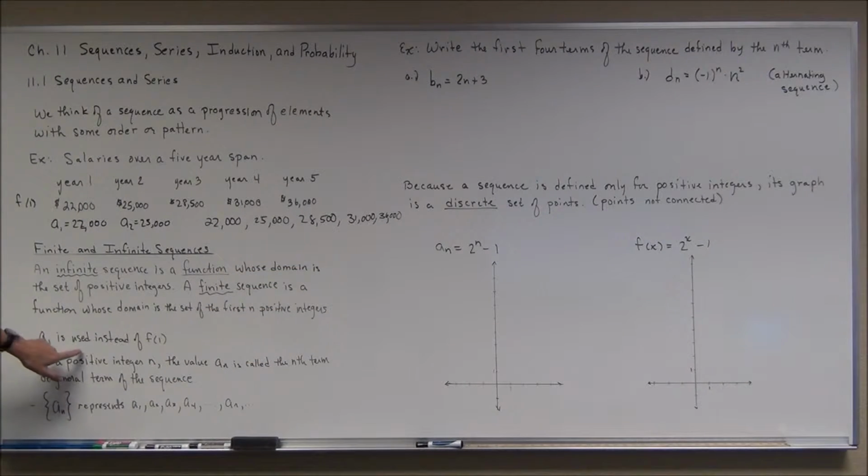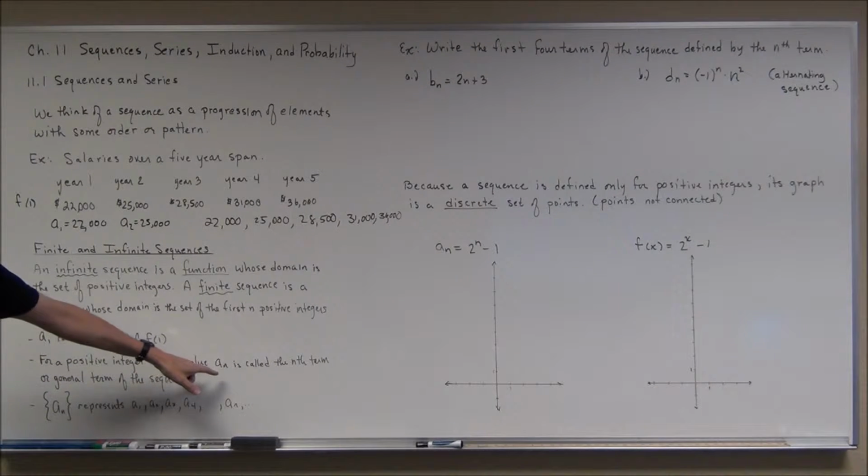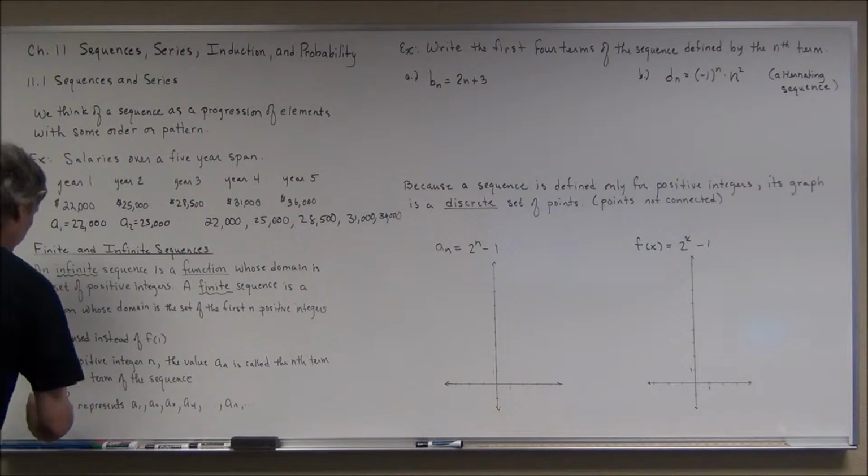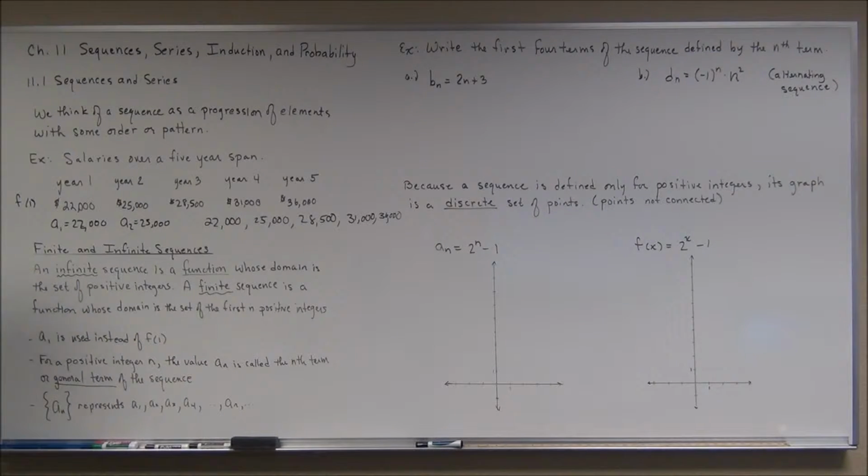So a sub 1 is used instead of f of 1. A sub 2 is used instead of f of 2. For a positive integer n, the value a sub n is called the general term or the nth term of the sequence. I don't have one listed out here because I don't have a set pattern, other than the fact that the numbers were increasing.